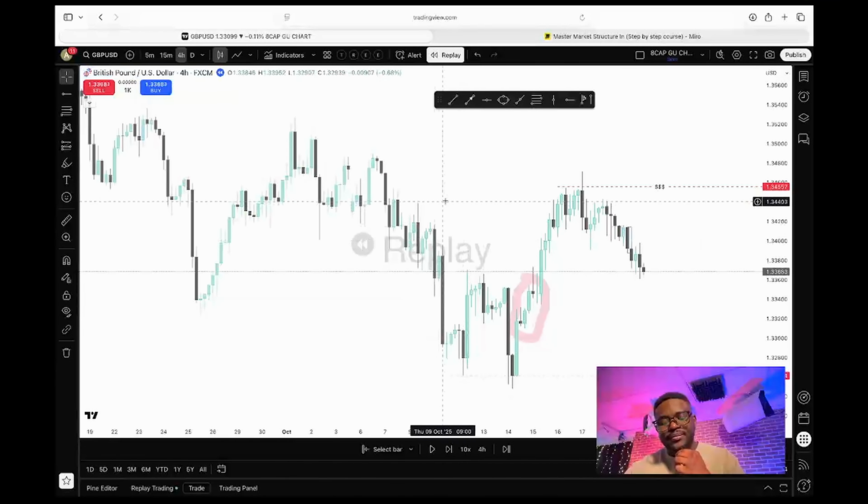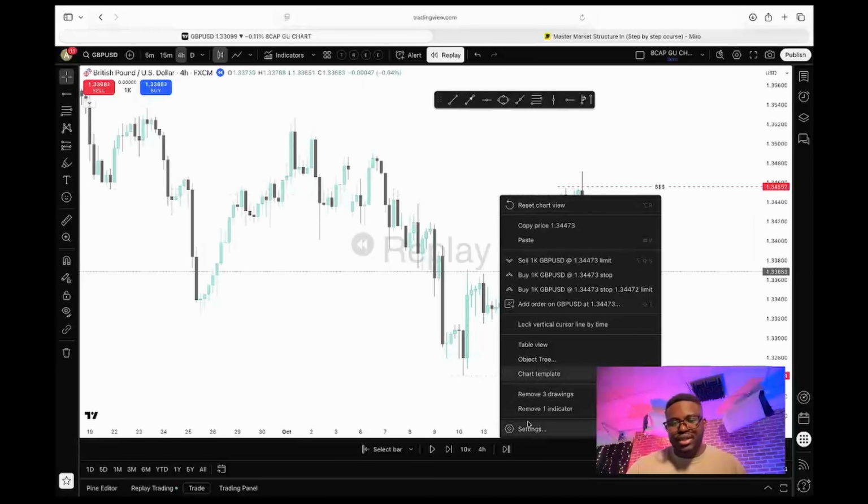So basically, market structure just tells you the story of price, and all you need to understand is the basic trends. Is it a bullish trend or bearish trend? Is there a market structure shift? Is there internal structure that you don't need to pay attention to? And is there a liquidity raid? And that's it.